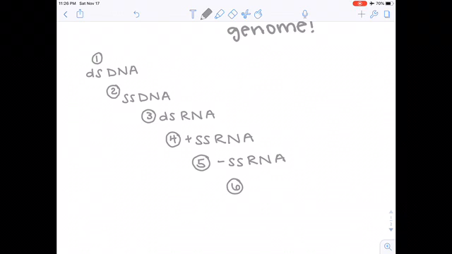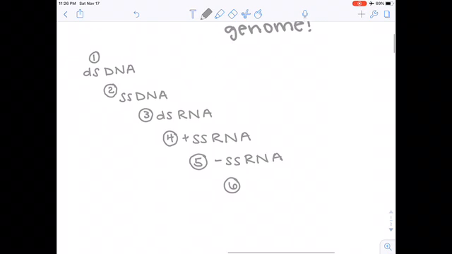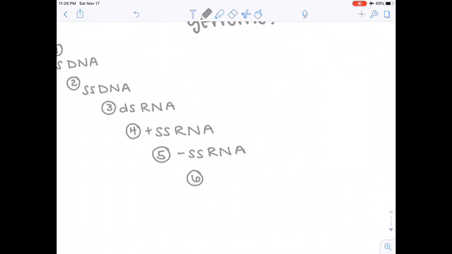6. Also, something we haven't seen before is viruses that reverse transcribe. They're also called retroviruses. And so we have 2 different types of those. We have RNA retrovirus, and I bet you can guess the other one. It is a DNA retrovirus.